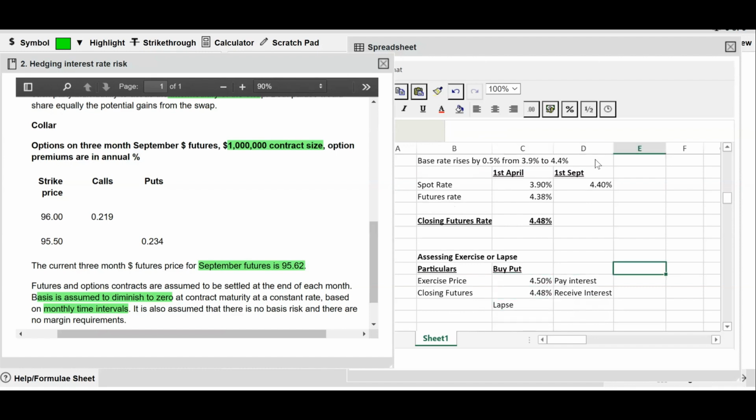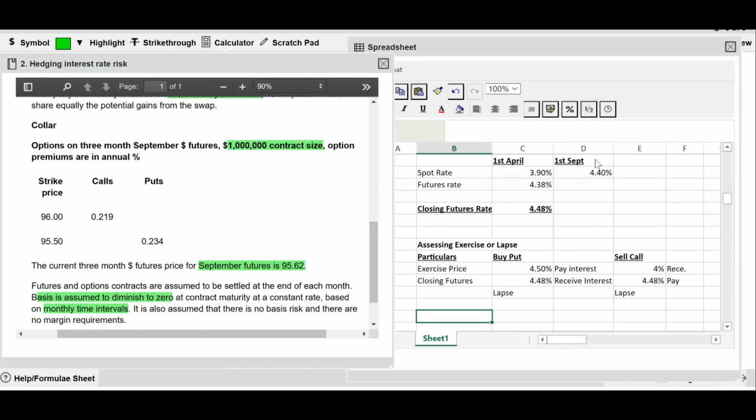Now in the case of sell call, it's 4 percentage, that is 96, 100 minus 96 giving you 4 percentage, and this is what we have calculated, 4.48 percentage. At 4 percentage, we're going to receive interest, and at 4.4, what is it we're going to pay? Again here, it's not favorable, receipt is less, so again here it's going to be lapse. Now both of them are lapse, we're not going to take up any of these options. Now the net cost is going to be without exercising both, it's going to be lapse.